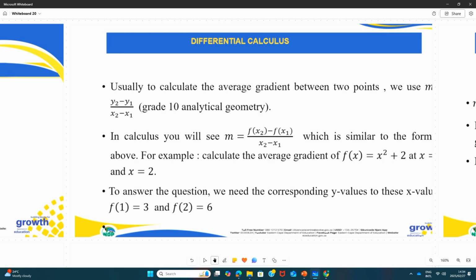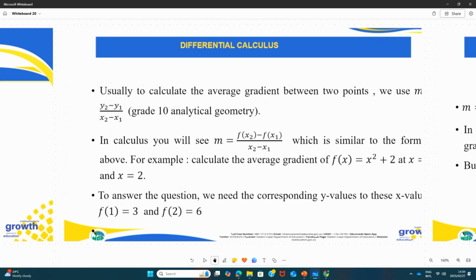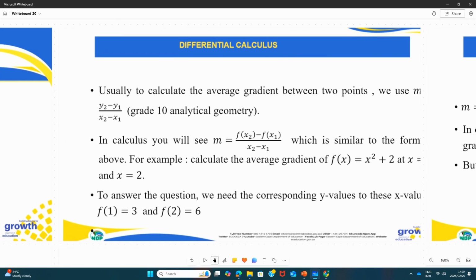Today's lesson is about differential calculus. I'll be presenting my topic on differential calculus. Usually, in differential calculus, we just say we want to get the gradient of the function at any point. But let's get to the gradient first.